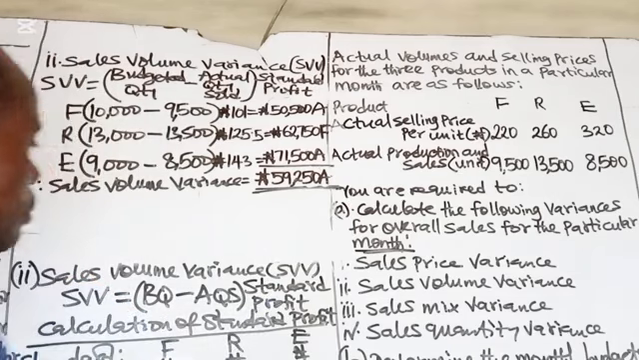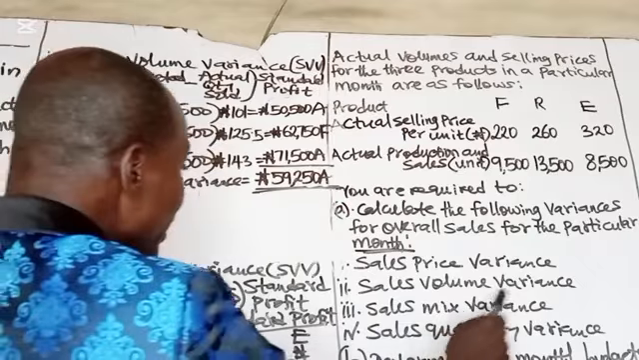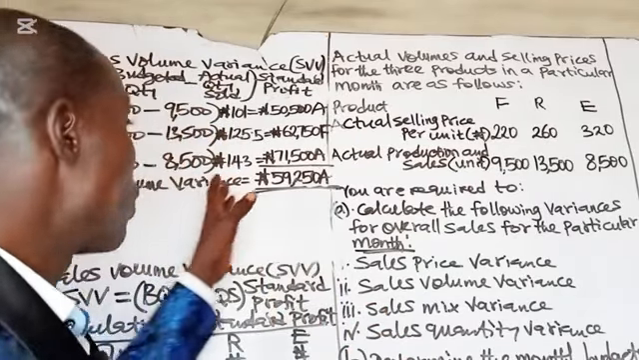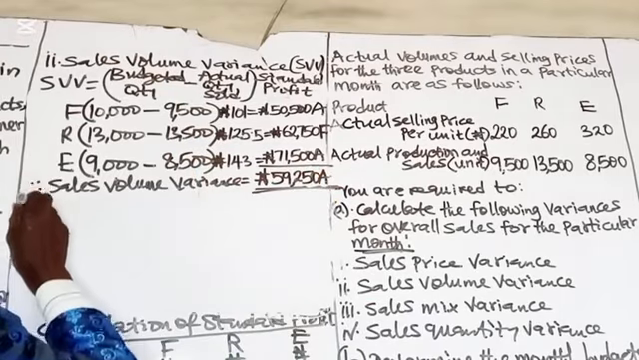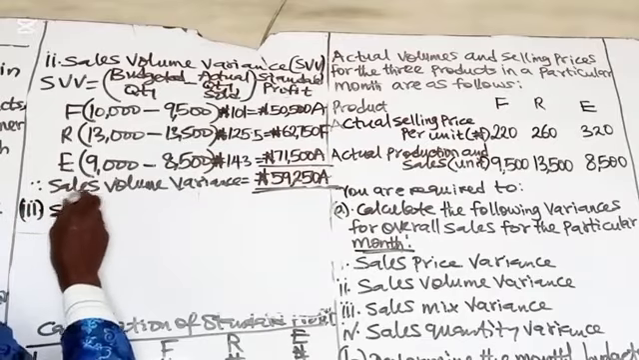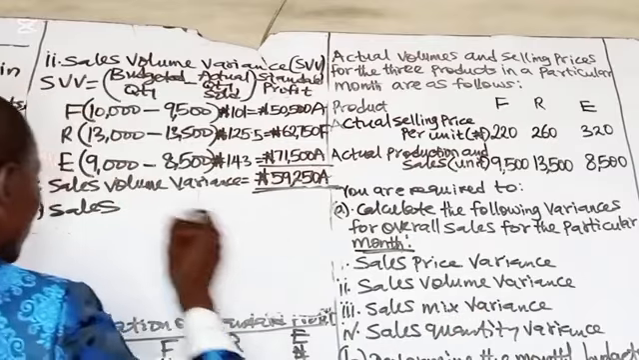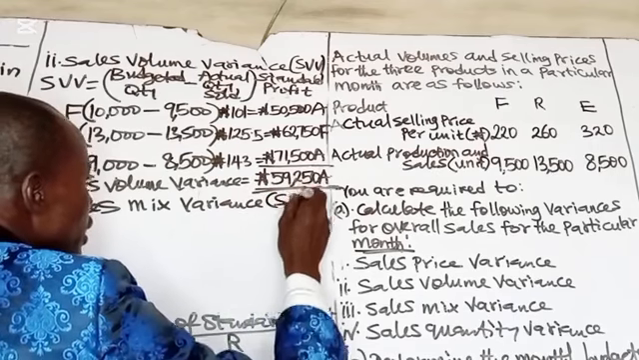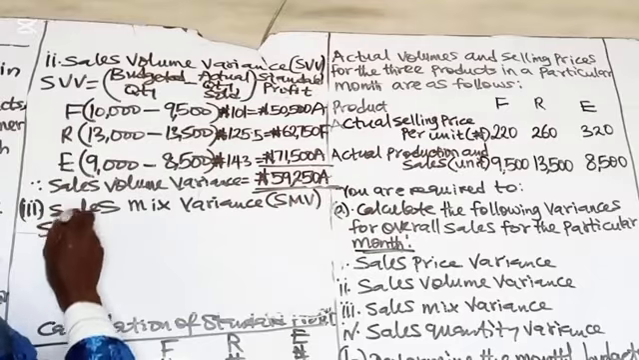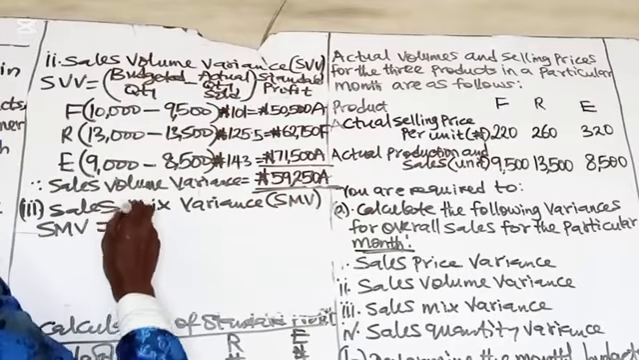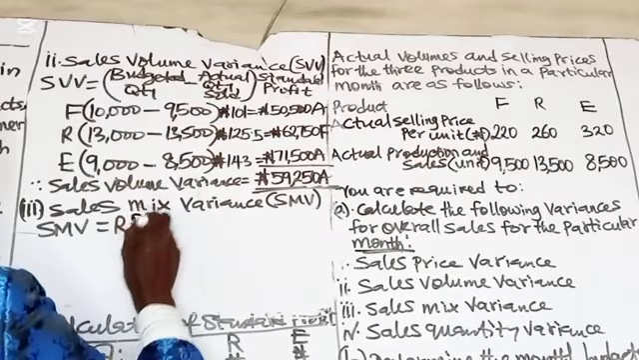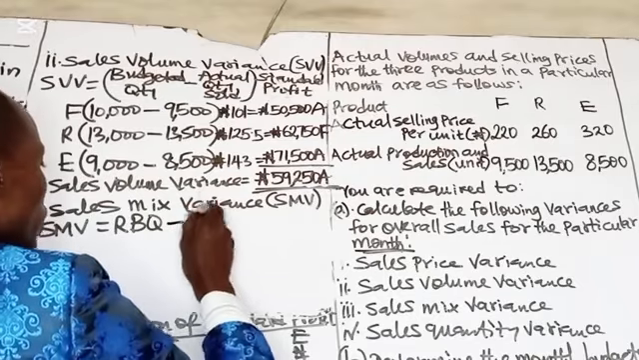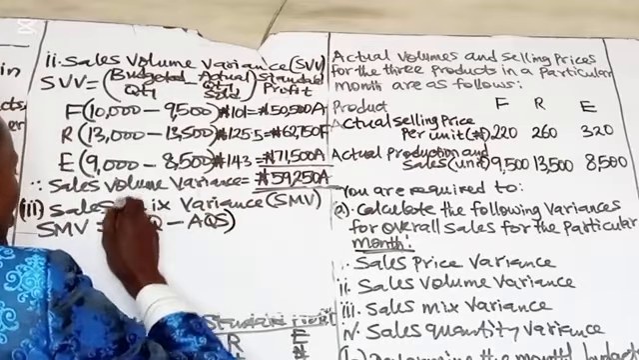Then, Roman figure 3, sales mix variance. If you sum up the sales mix and sales quantity variance, the sum of the two variances will give you the sales volume variance. Our sales mix variance will be equal to revised budgeted quantity minus actual quantity sold, multiplied by the standard profit.